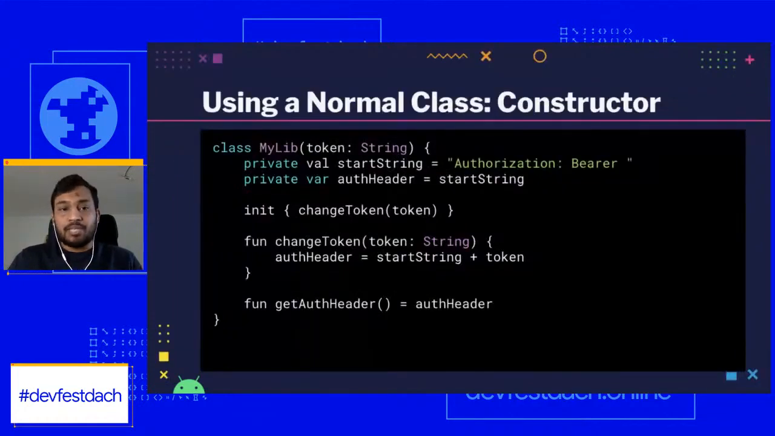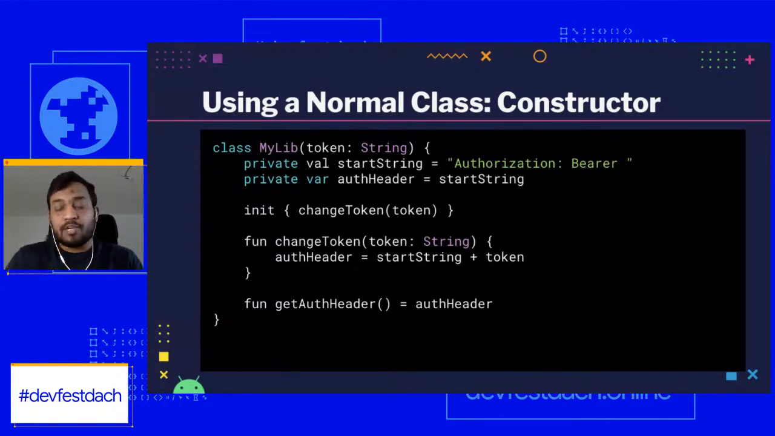The very first one, which will be our base example, is using a normal class and its constructor to initialize a library. In the example you can see on screen, my entry point for the library is a MyLib class, which takes a token string in the constructor. What I'm trying to do in this small example is build a request header.